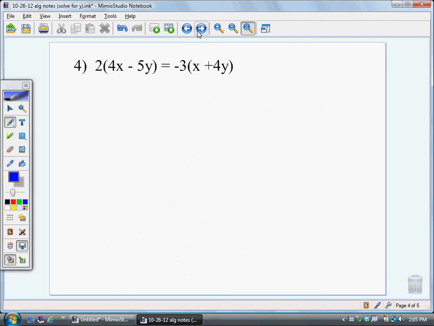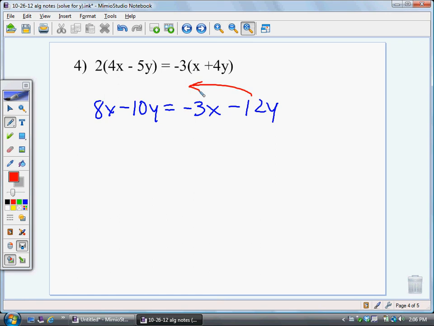Okay, last example. And on this one, you have to simplify first, like you always do whenever you have an equation. So I have 8x minus 10y, and that's equal to negative 3x minus 12y. And now it's just a matter of manipulating. Okay, I've got y's on both sides, I've got x's on both sides. So I'm going to move the y that's smallest, so that's this one.